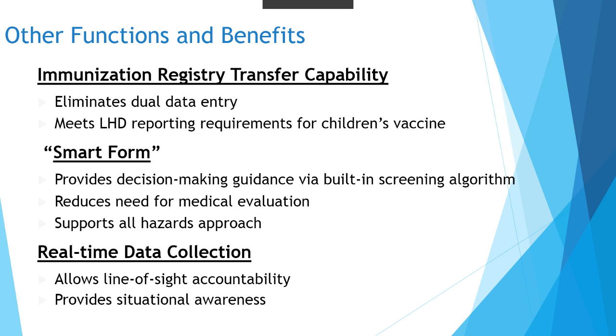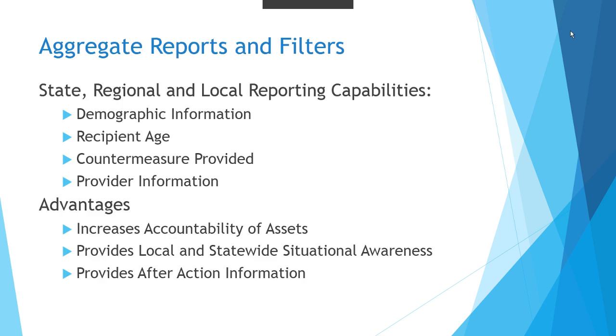Just this year we started with some aggregate reports and filters. Although we had the ability to get the information prior to this year, we had to go into each point of dispensing location, export the data, and then sort it. This year we're able to get state, regional, and local reporting. So we can actually select the points of dispensing. We can select them all. We can select a few. We can select just one.